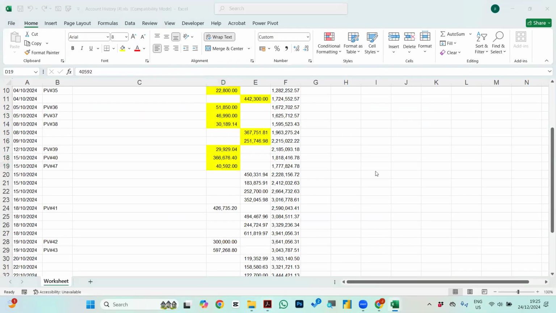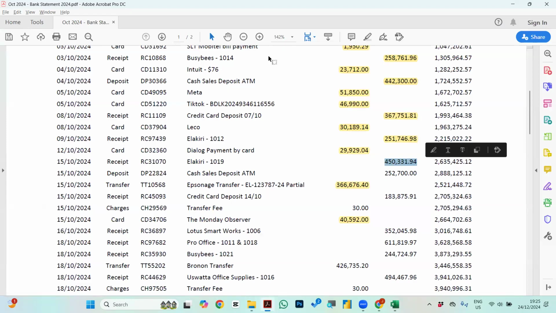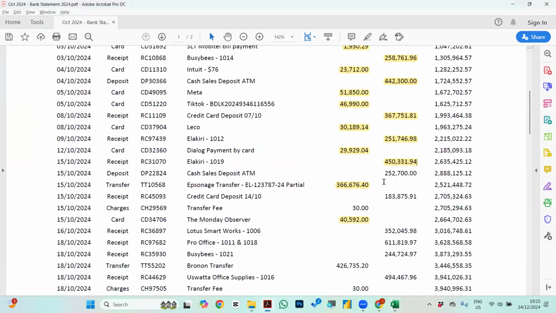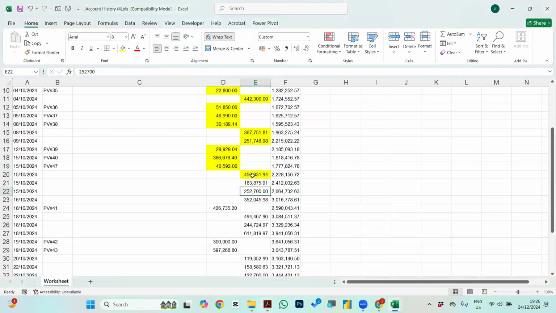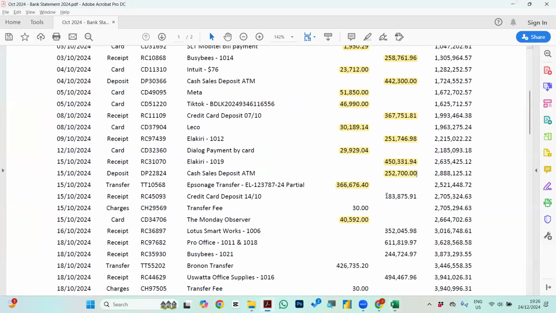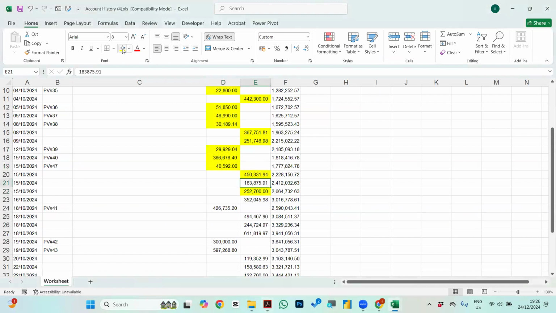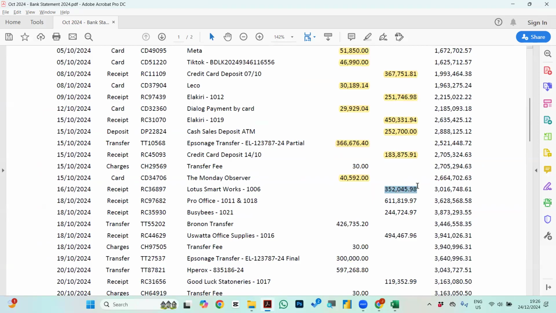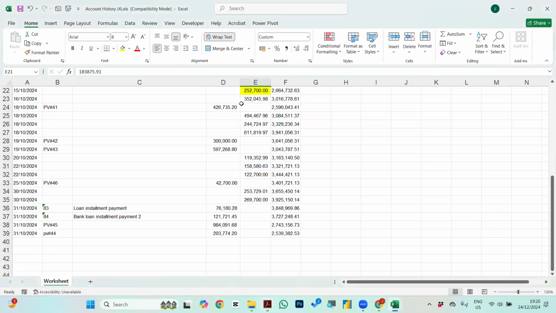Yes, that's matching. So this will happen to you also. If you made a mistake, you'll have to recheck them. But always make sure you do it correct the first time itself. It's 252,700. Don't be like me. Okay, 183,875. I'm quickly doing it. 352,045. Or maybe the bank statement is wrong.